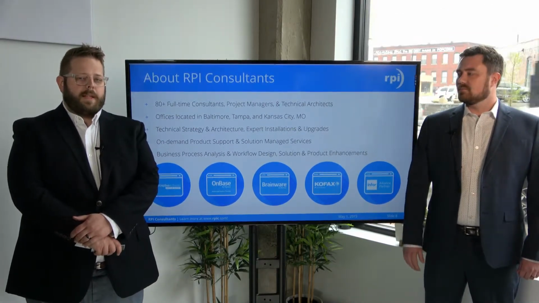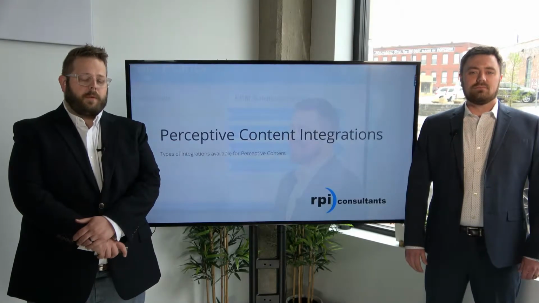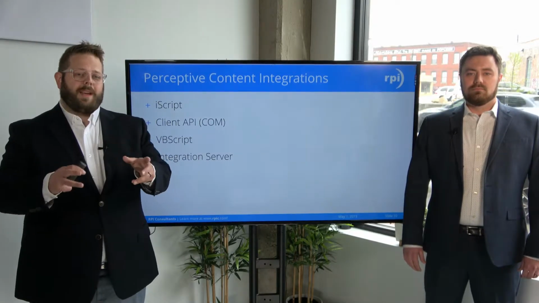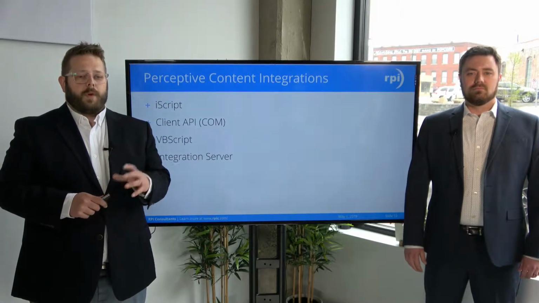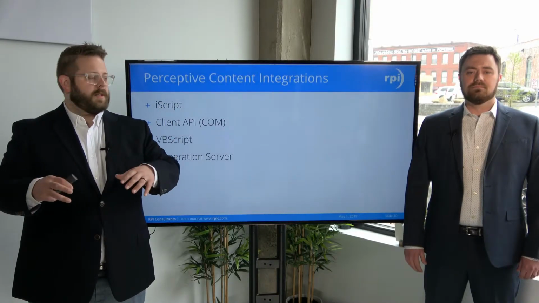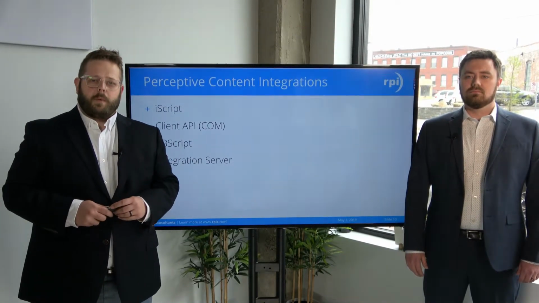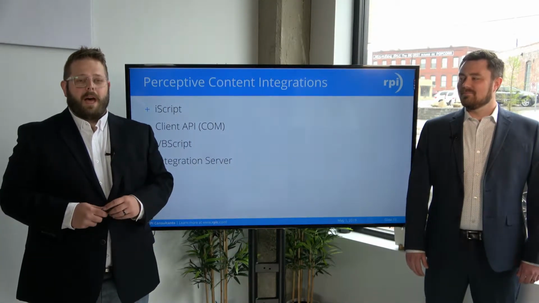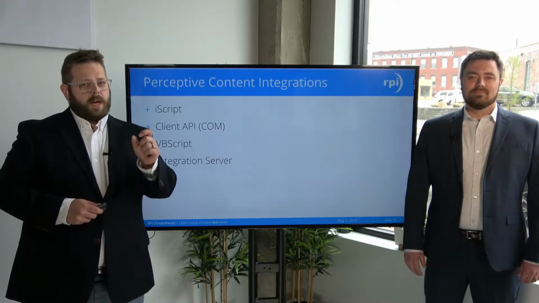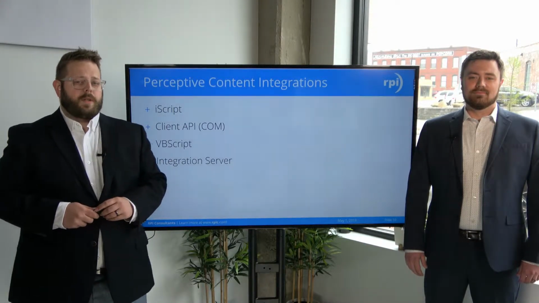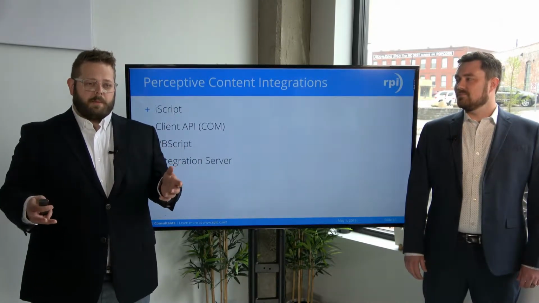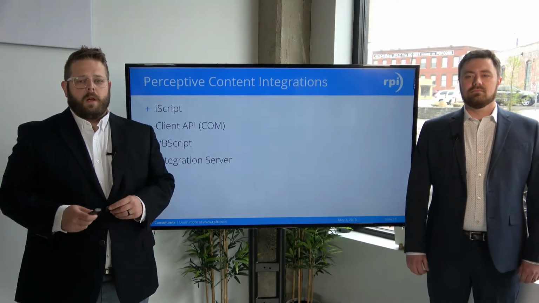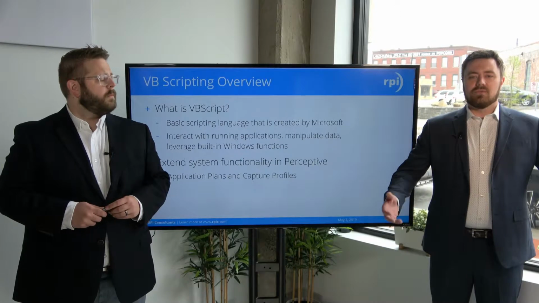So, all that said, our topic today is integrating with Perceptive Content specifically. There are four main ways that you can integrate with Perceptive Content. The first one, iScript, is extremely ubiquitous across all Perceptive implementations. These are how you automate your workflow processes, integrate with outside systems, etc. On the client side, there's an API, which is called the ImageNow COM object. We're going to touch on that briefly today. And then there's also the majority of what we're talking about, VB scripting, and finally, Integration Server, formerly Message Agent.